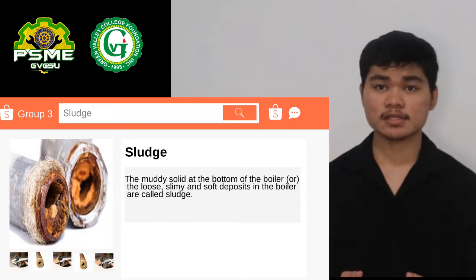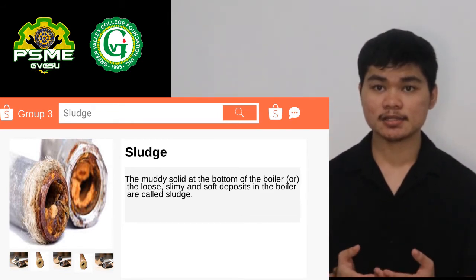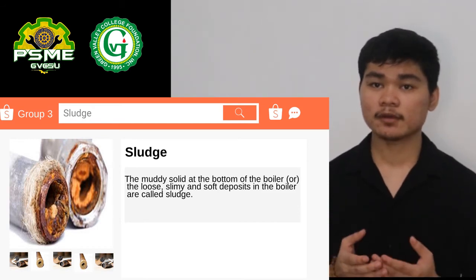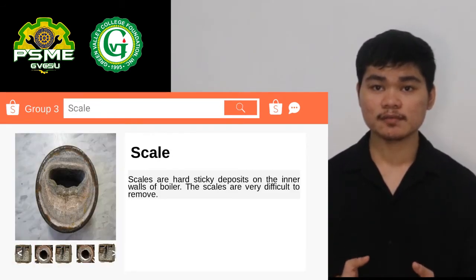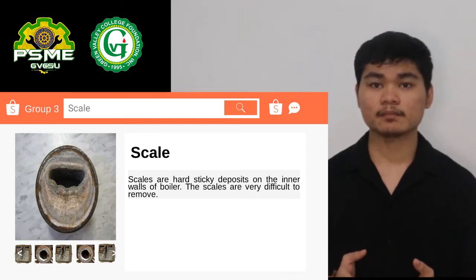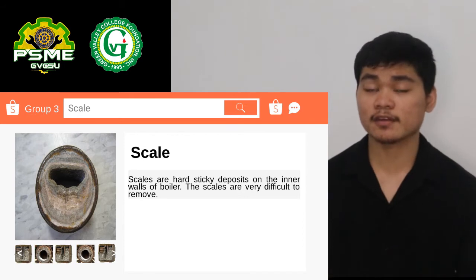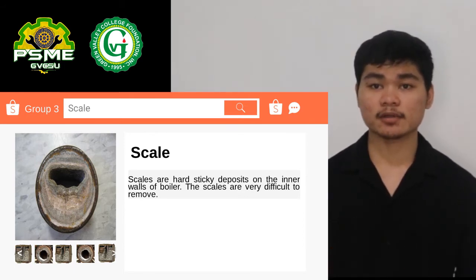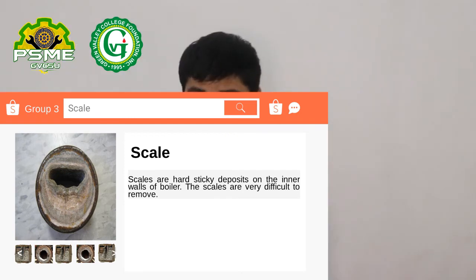Another boiler trouble is the scale. Scales are hard, sticky deposits on the inner walls of the boiler. Scales are very difficult to remove. The cause of boiler scale is impurities being precipitated out of the water directly on the heat transfer surface. But the major cause of scale is the solubility of calcium carbonate. It is directly affected by the pH of the water. If the pH of the water is decreased, more calcium carbonate solid can be dissolved.